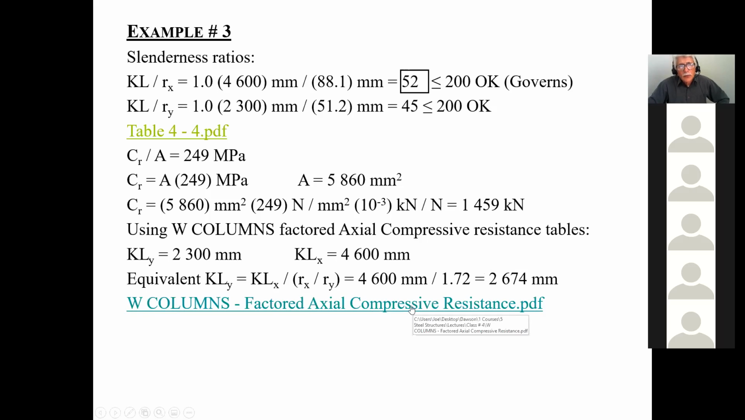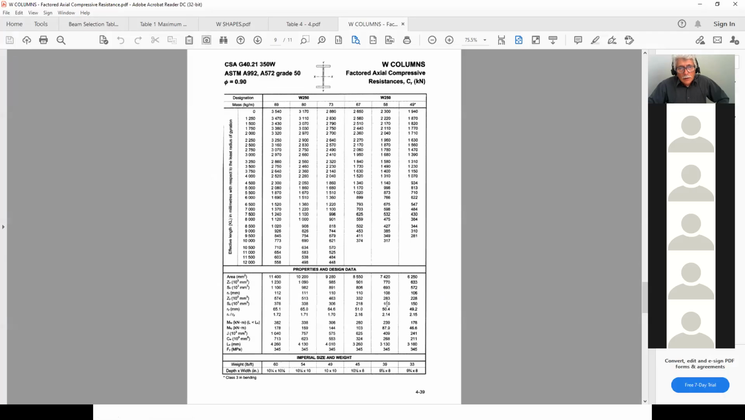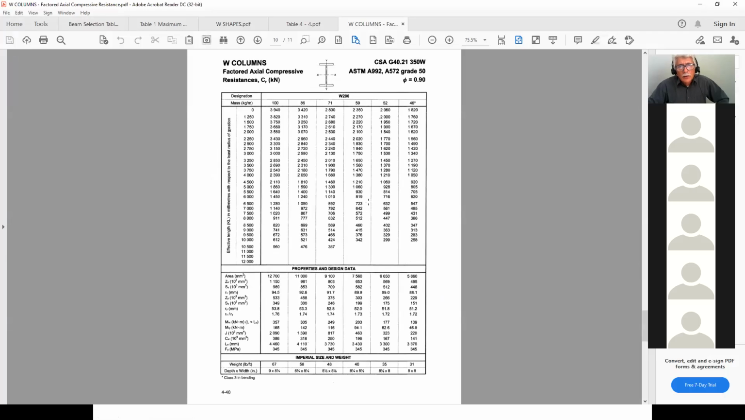And of course, my shape was a W200 by 40, whatever it was. We had, what, a W200 by 46? Is that what it was? That's right. So here, if I come to the table, now that I've got an equivalent KL value, okay.